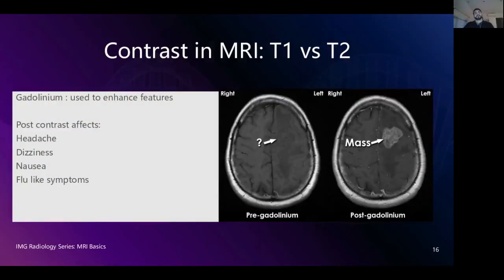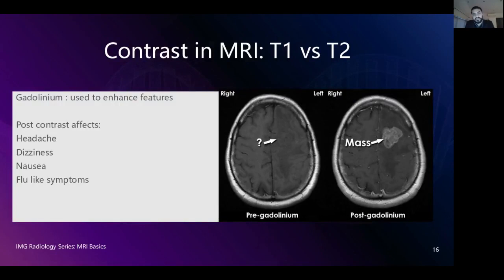And we'll talk a little bit about contrast in MRI. So previously we talked about contrast in CT scans. We talked about different types of contrast, including iodine. But in this particular case, when we use MRI, we use gadolinium. And once again, it's used to enhance particular features, which may not be very visible on non-contrast scans, essentially.